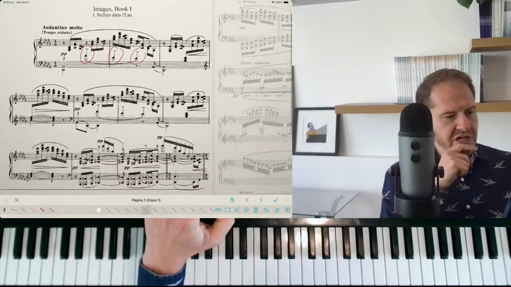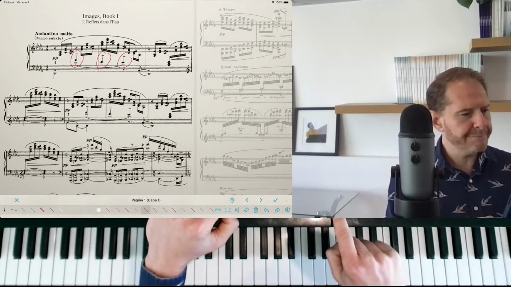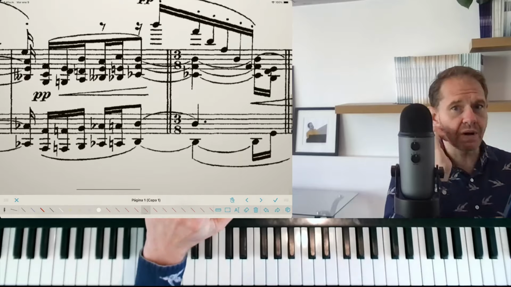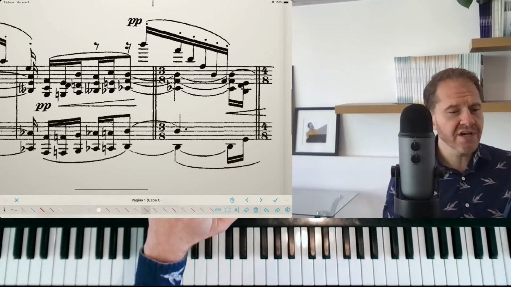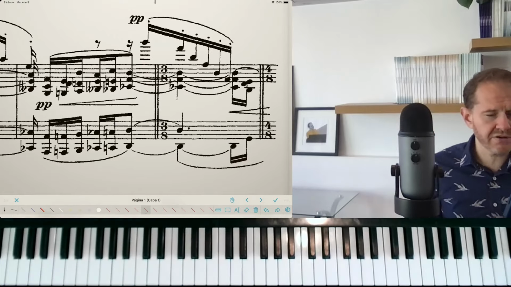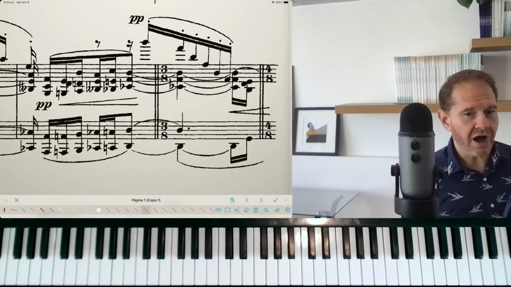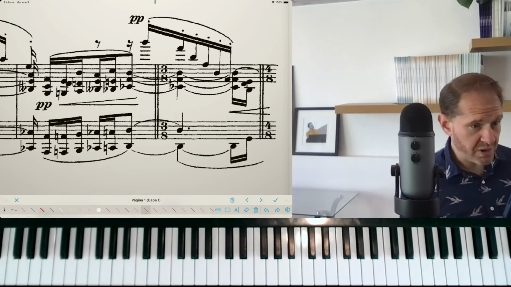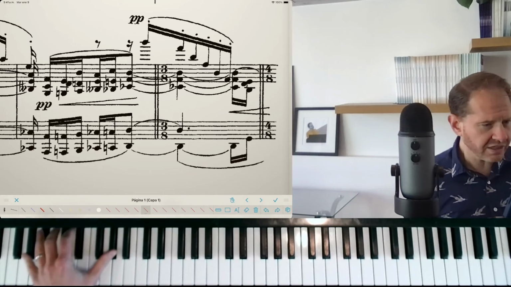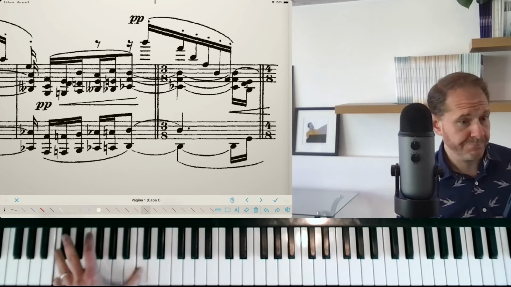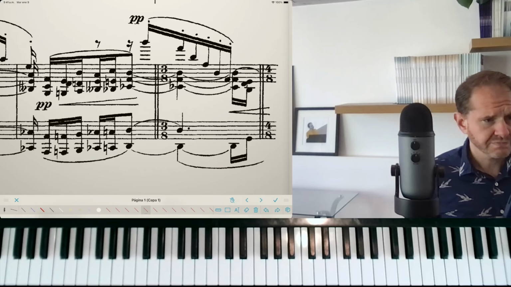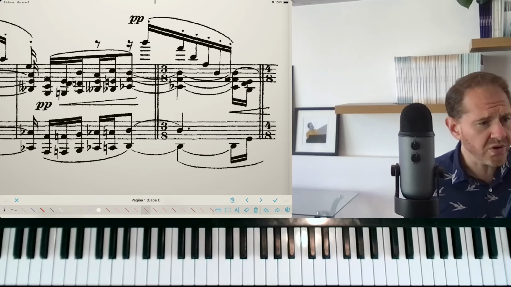Let's see, where else should I try to grab something from? Okay, how about these two bars? You don't always have to pick two bars, but these just seem like they go well together. So what do we have here? In the first bar, we have octaves. Actually, are they ascending by half step? I think they are. And then we have three note chords.